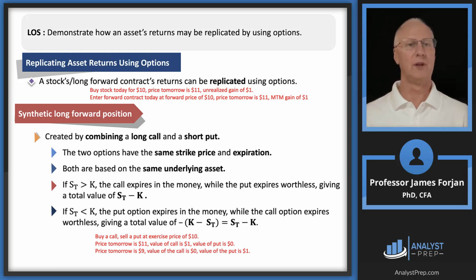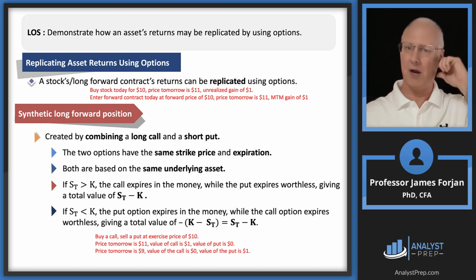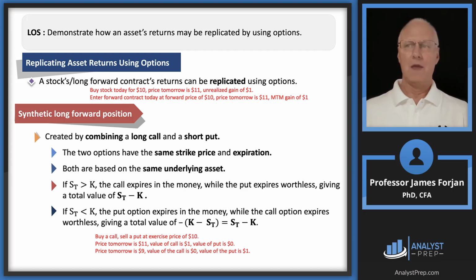All right, how about that LOS here? Demonstrate how an asset's returns may be replicated. And so essentially, what we're doing is we're relying on the integration of capital markets. I mean, we can go to the New York Stock Exchange and we can buy or sell a share of stock like John Deere, and we can go to the bond market and we can buy or sell a particular fixed income security like a treasury bond or maybe a bond issued by John Deere. And then we can go to the derivative markets and we can buy a forward contract on John Deere stock. We can buy an option contract, whether it's a call or a put.